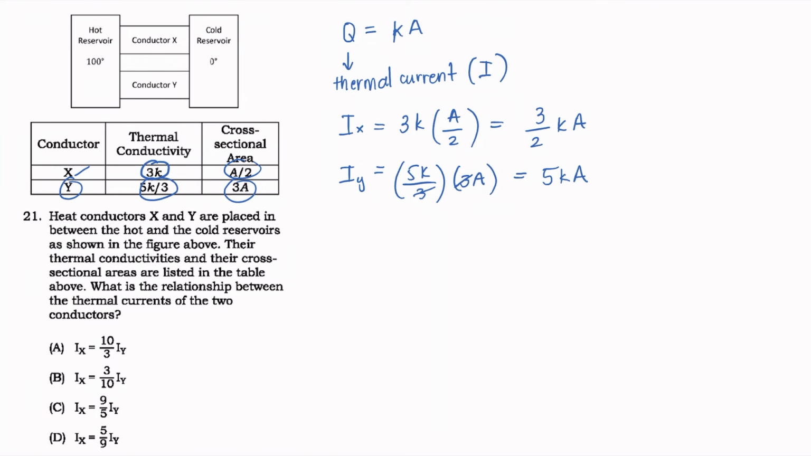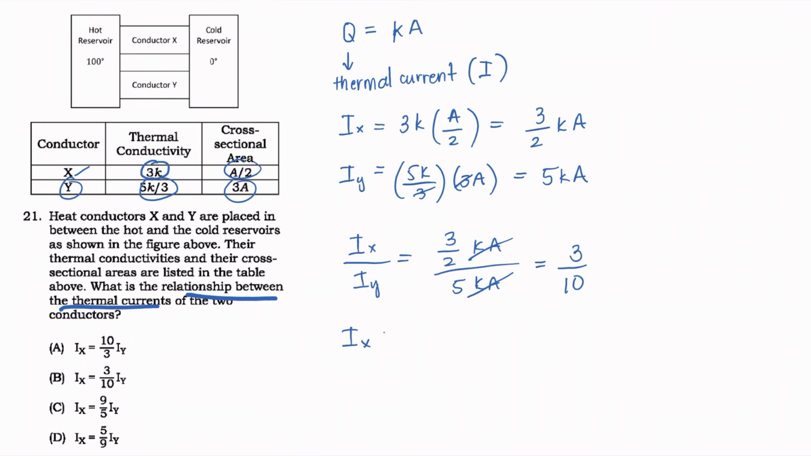So, kukunin lang natin yung relationship daw nung thermal currents. So, I sub X over I sub Y is equal to 3/2 KA over 5 KA. Maka-cancel to, yung mga letters. Matitira sa atin ay 3 over 10. So, I sub X is equal to 3 over 10 I sub Y. So, ito na yung final answer.